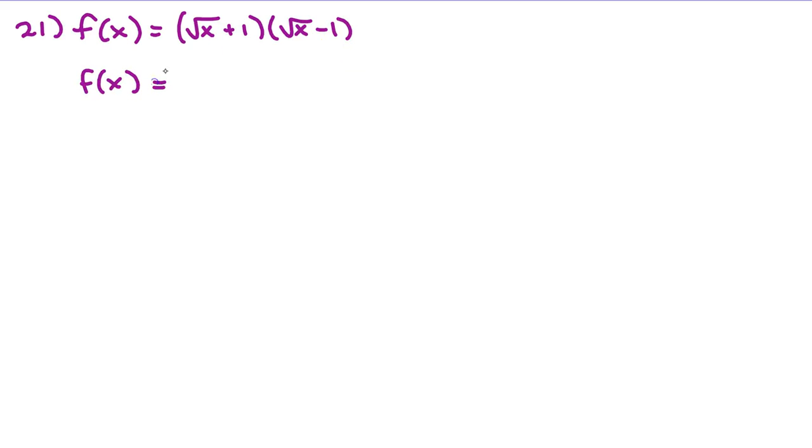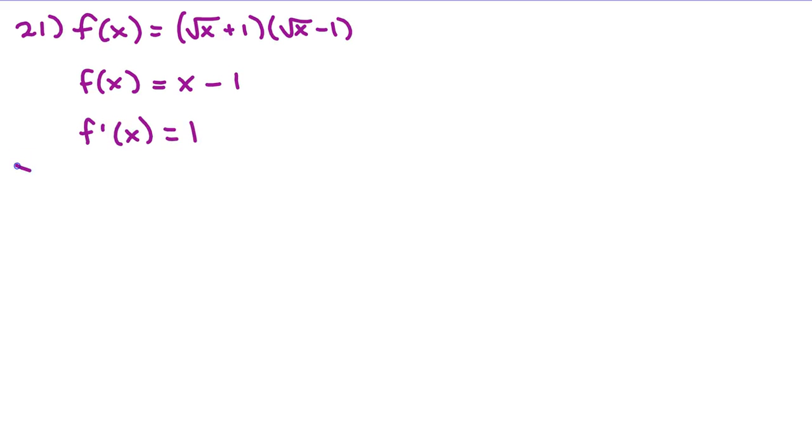What if we multiply these out? First gives us x, the inside and the outside cancel, and the last gives us -1. Now if we find the derivative, we just get 1. The derivative of x is 1, and the derivative of -1 is 0.